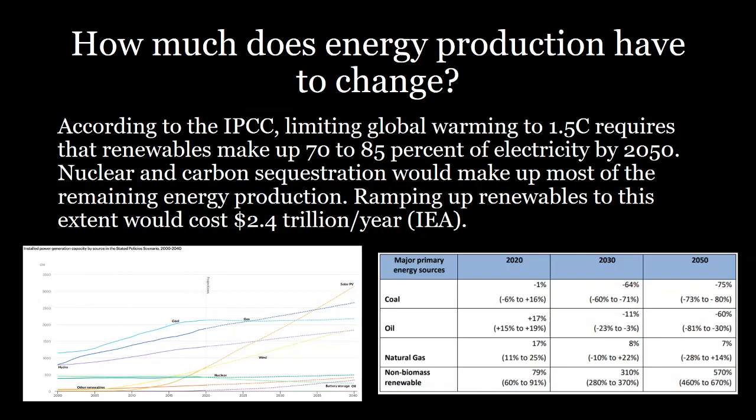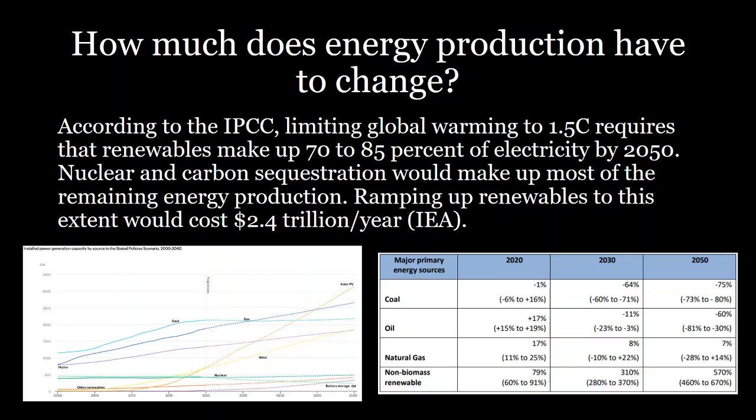So how much do we have to change the energy sector in order to meet the IPCC goals of 1.5 degrees Celsius? And so it's an important question to make sure that we know what we're aiming for. And so what the IPCC has recommended is that in order to meet these goals, we have to convert 70 to 85% of our total electricity production to renewable sources by 2050. So that's definitely a significant amount.